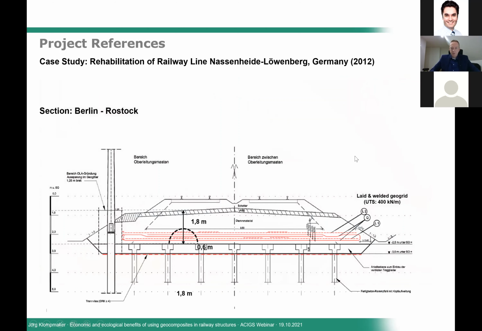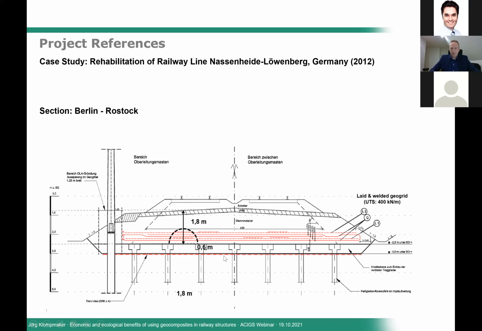Another project which is from Germany, this is not a subballast reinforcement. This is a reinforcement on top of a piled embankment, because this section is running across an area which consists of soft peat. It's the railway section Berlin-Rostock, so it connects the capital Berlin to the city of Rostock, which is located at the Baltic Sea coast.